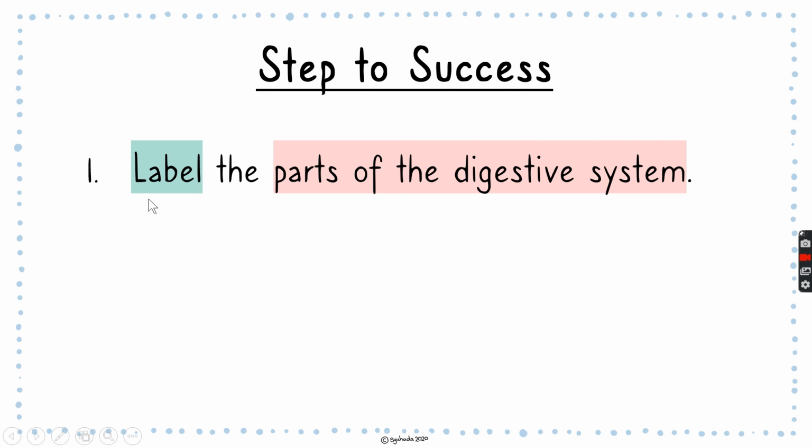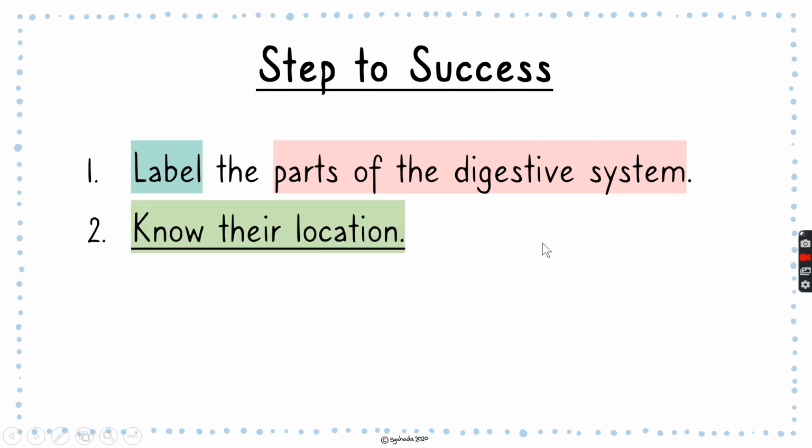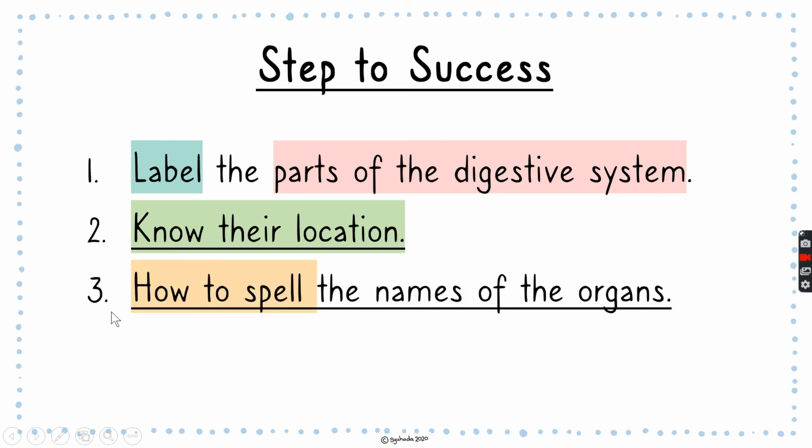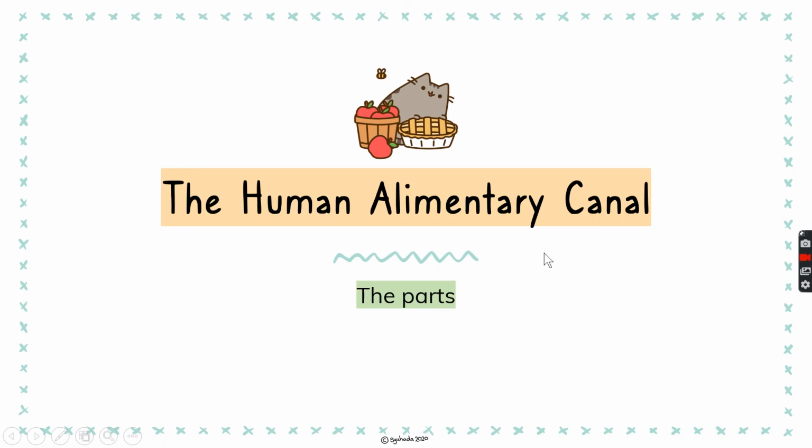So the steps to success: first, to label parts of the digestive system. Second, to know their location, like where does it go? Is it at the top, at the bottom, in the middle? Which one goes first? And the third one is how to spell the names of those organs correctly.